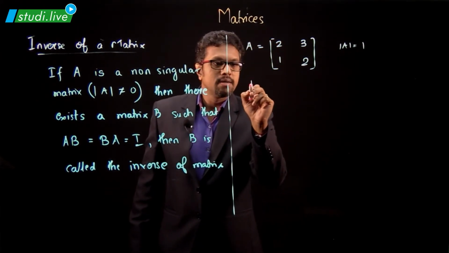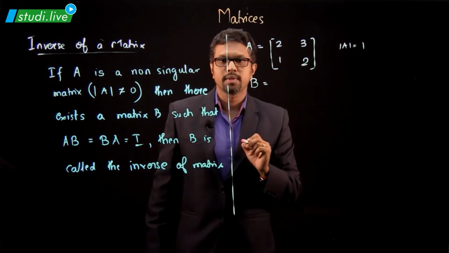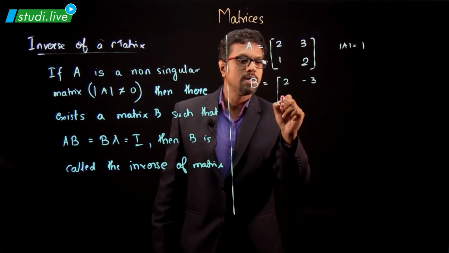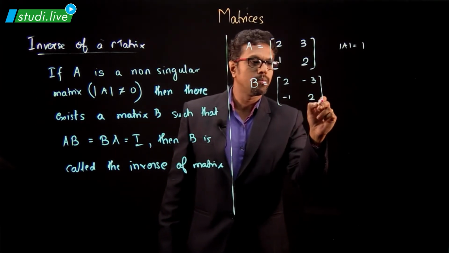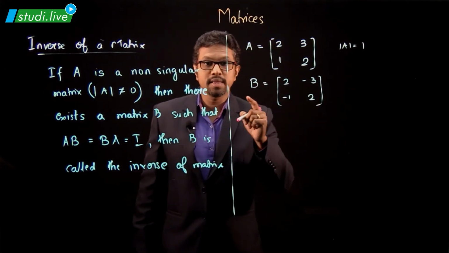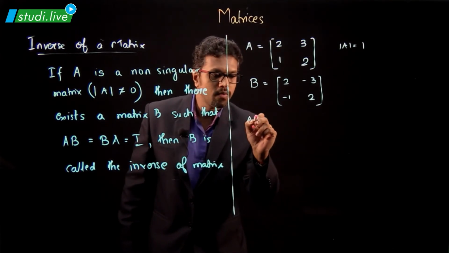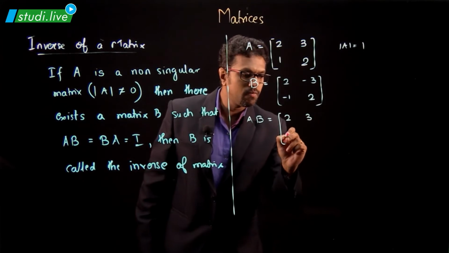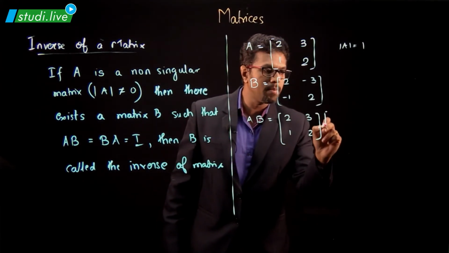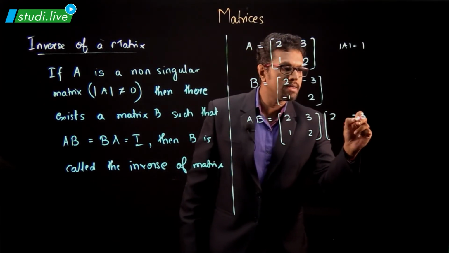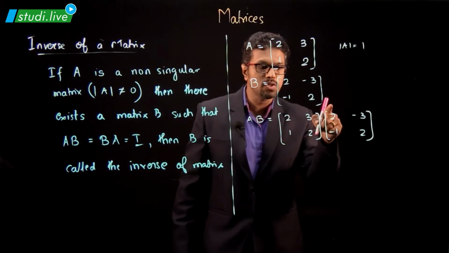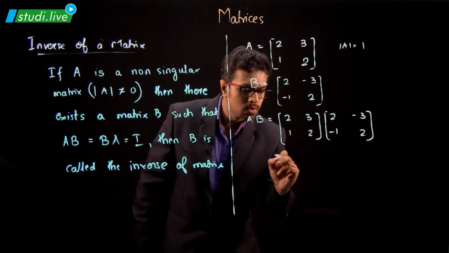Now, if I take a matrix B, suppose I take the matrix B as 2, minus 3, minus 1 and 2. Let us multiply these two matrices. So what will be A into B equal to? It will be 2, 3, 1, 2 multiplied by 2, minus 3, minus 1, 2. If you remember, how do we multiply matrices? Row into column.